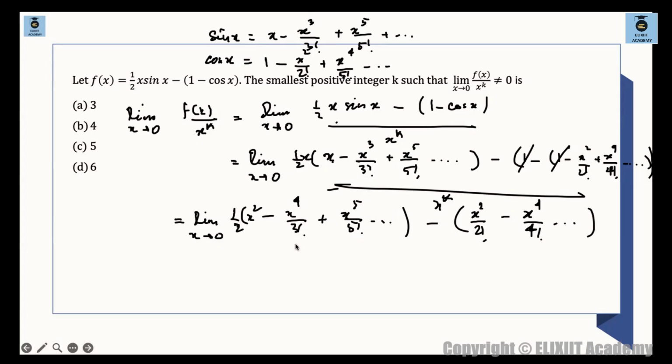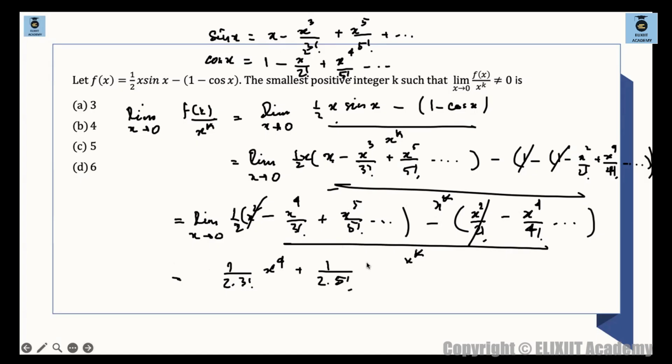This continues, all upon x to the power of k. Okay, now we can see some more cancellations. See, x square and this x square upon 2 factorial, which is the same as x square upon 2, will cancel out, and some of these terms are remaining over here: x to the power of 4 upon 3 factorial and x to the power of 4 upon 4 factorial, right? What is remaining? 1 upon 2 times 3 factorial into x to the power of 4. Okay, these terms are remaining, plus 1 upon 2 factorial, 2 times 5 factorial into x to the power of 5. These terms are remaining over here.